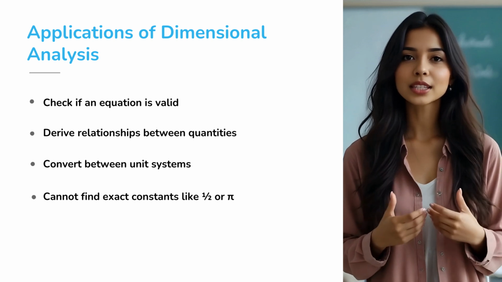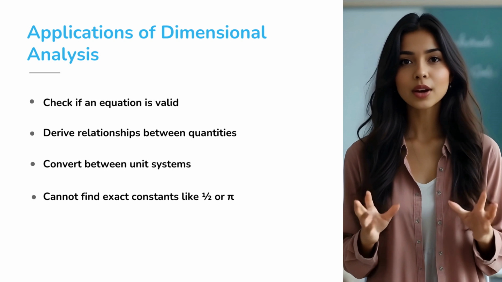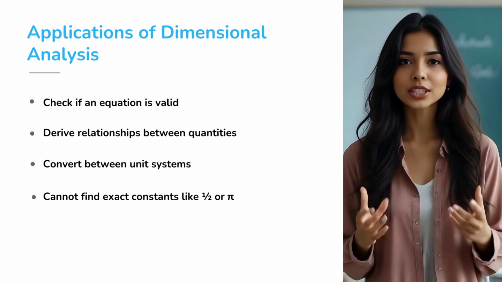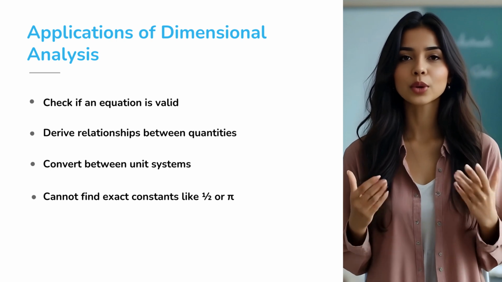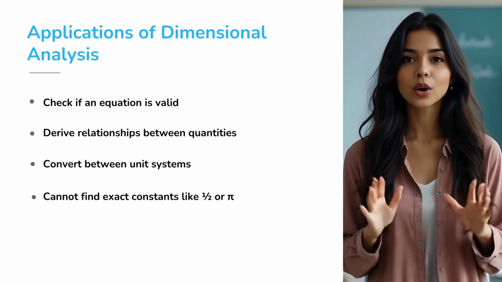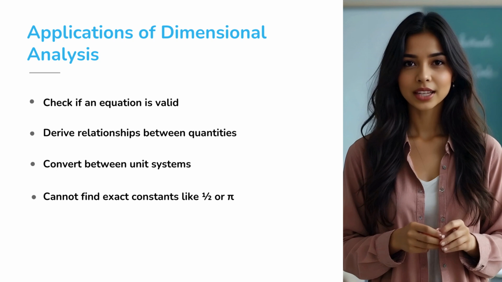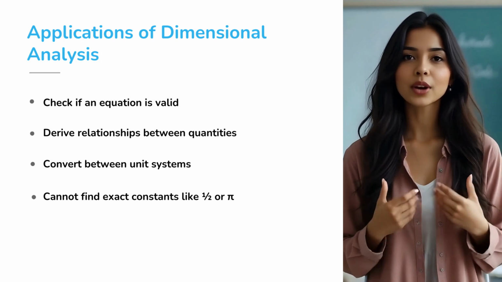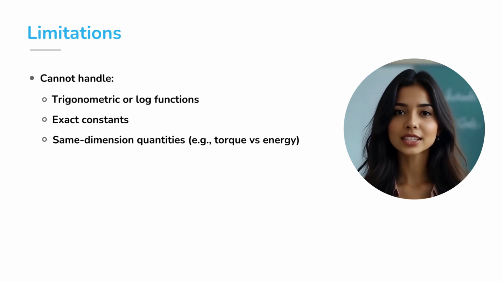Dimensional analysis is used to check the correctness of equations, derive unknown relationships between quantities, convert units from one system to another, and predict formulas when the physical dependencies are known. Although we can't find exact constants like 1/2 or pi using this method, we can find the general form of a formula. Dimensional analysis has its limits.